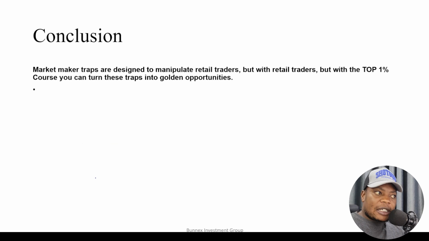So basically, market traps are designed to manipulate retail traders, but with the top 1% course, you can turn those traps into golden opportunities.